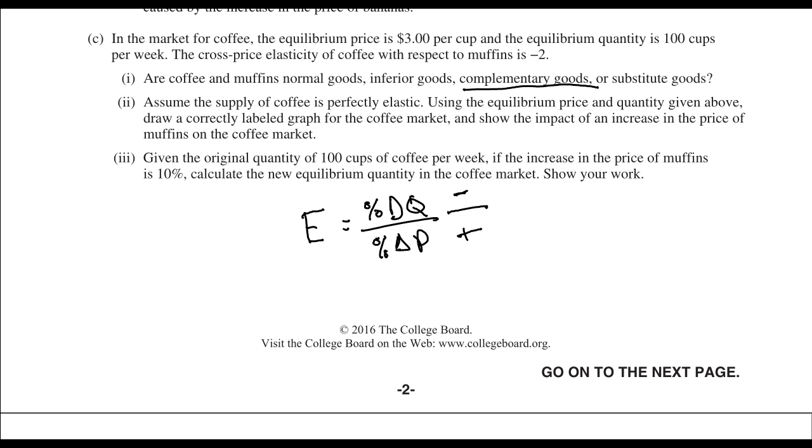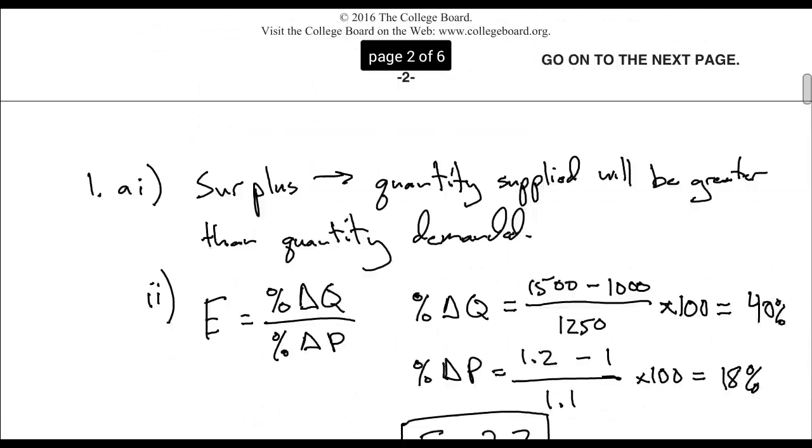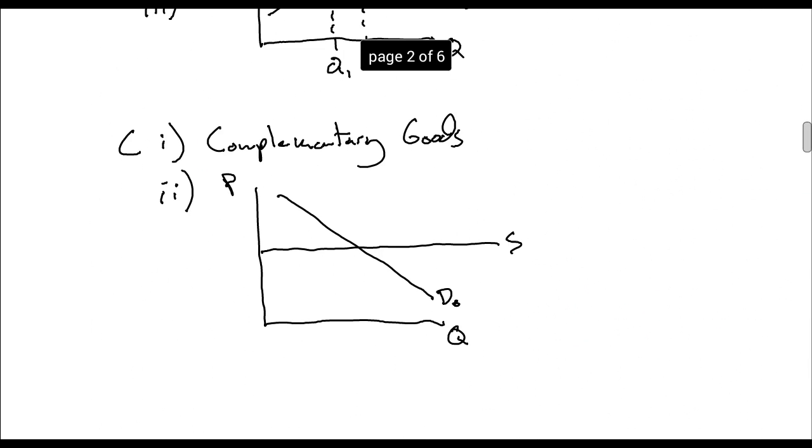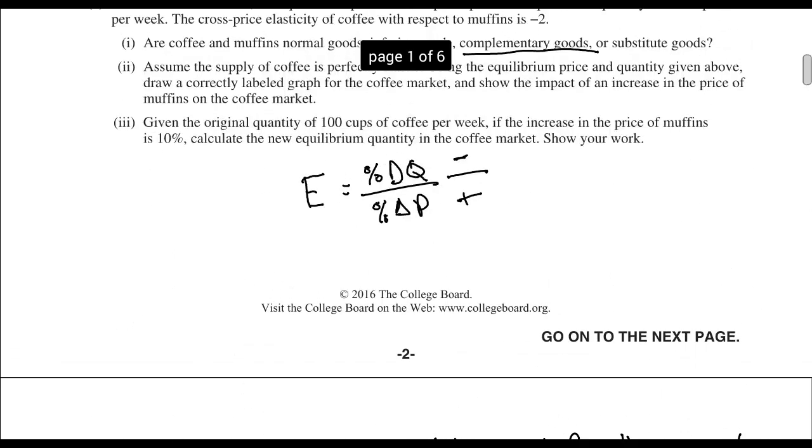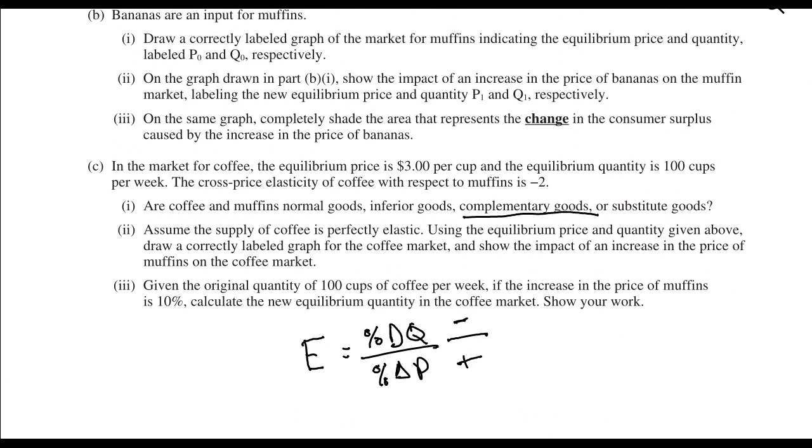Show the impact of an increase in the price of muffins. Well, if we have an increase in the price of muffins, people buy less coffee. That's actually a shift in demand for coffee. So that would be our new demand curve. And again, it's a good idea to put a little arrow to show the direction. The last thing I think we needed to do was put in the price and quantity, because they actually gave us the equilibrium price and quantity in the question. At $3 per cup, the quantity is 100 cups.